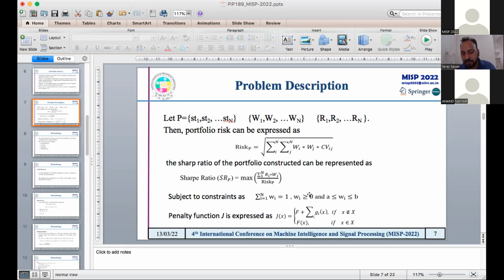So we have the penalty function J(x) equals f(x) plus summation g_i(x) if x does not belong to X, and f(x) itself if x belongs to X. So this is the problem description that we have.